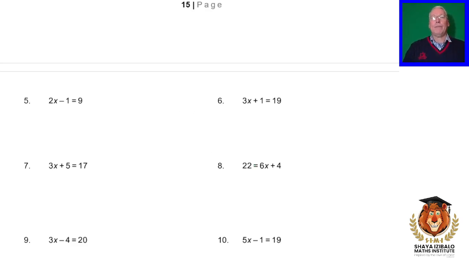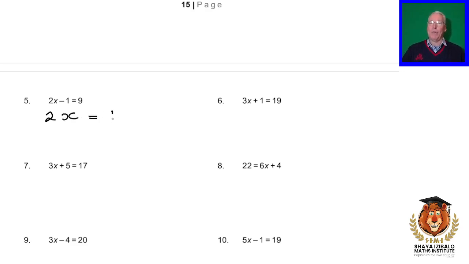Okay, now we're going to do 2 more before we stop, and then we want you to practice some. So let's have a look at what's happening here. 2x minus 1 is 9. All right. I don't want this minus 1 here. I'm trying to get back to x. What could I do to both sides to get rid of that minus 1? I could add 1 to both sides. Okay, if I add 1, it's gone.